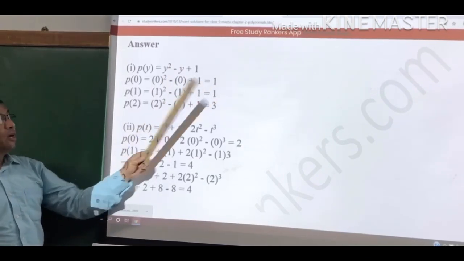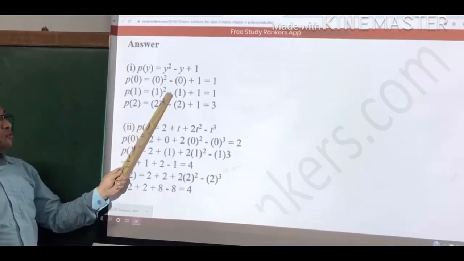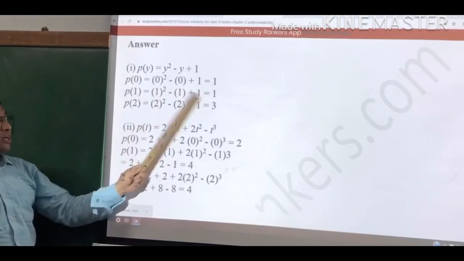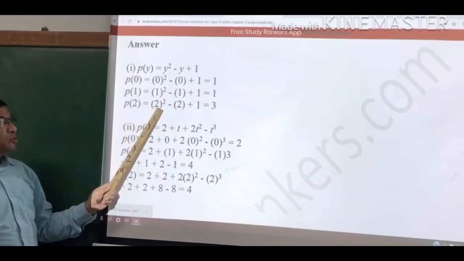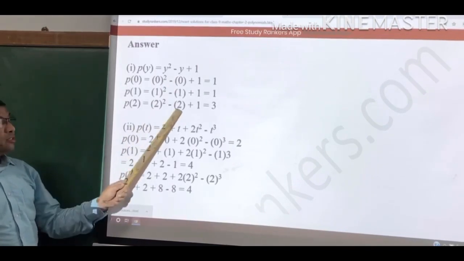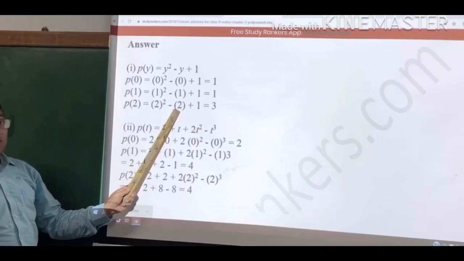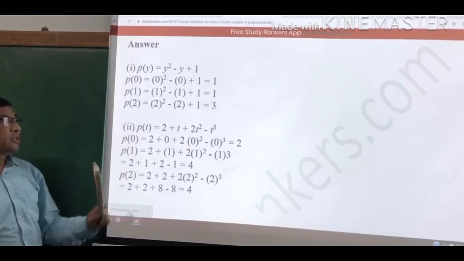So the answer is what? 1. When we apply 1, then y square, so 1 square minus y, so 1 and plus 1. Plus 1 minus 1 cancel, 1 square is 1. Then P2, we apply 2. So y square means 2 square, minus y means 2, and here plus 1. So 4 minus 2 and plus 1. So we get here 3.